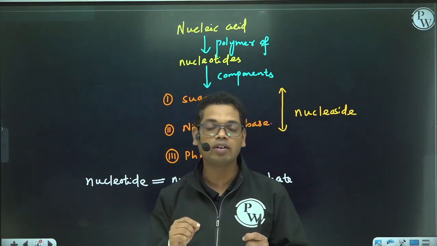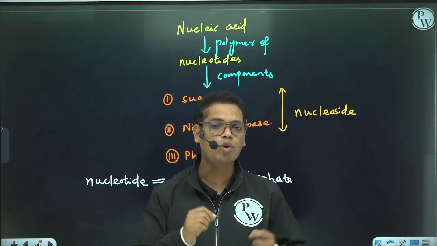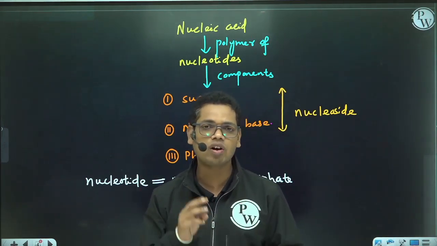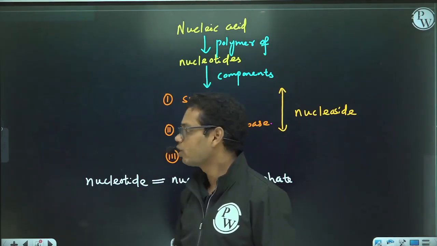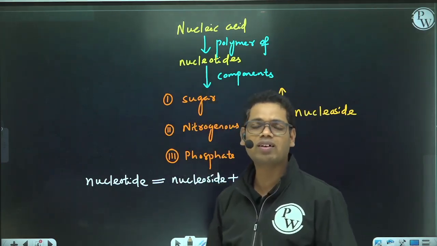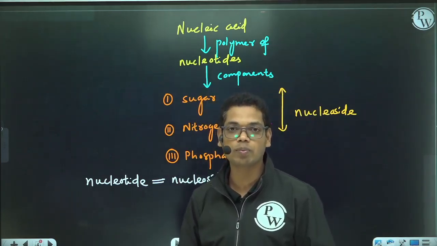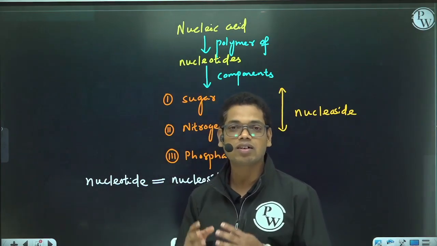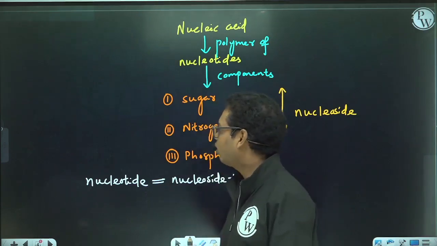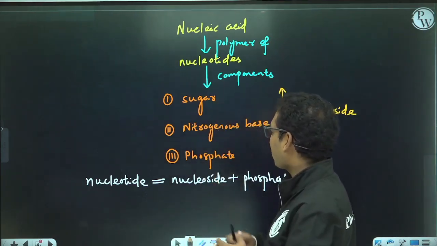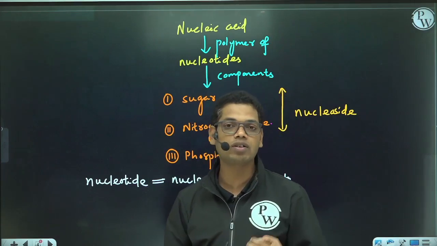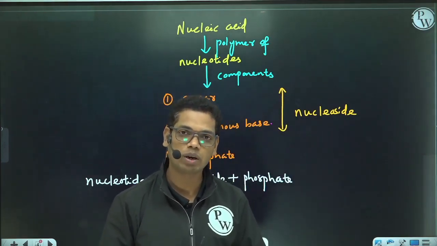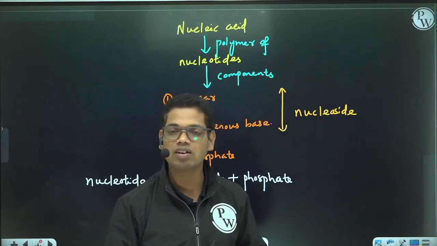And the nucleotide, whether the nucleotide is ribonucleotide or deoxyribonucleotide, every type of nucleotide consists of three components. What are those? One is sugar. The sugar can be ribose or can be deoxyribose. Okay, accordingly we classify the nucleotide as ribonucleotide or deoxyribonucleotide. And the second component is nitrogenous base, and the nitrogenous bases are of two types. One is purine, second is pyrimidine. We will talk about them in detail later on.